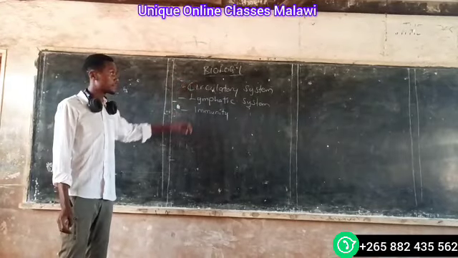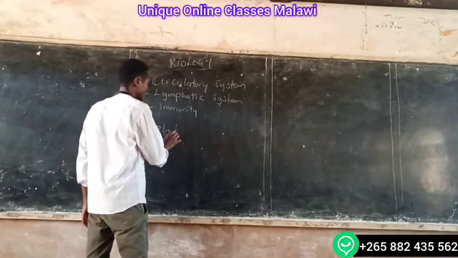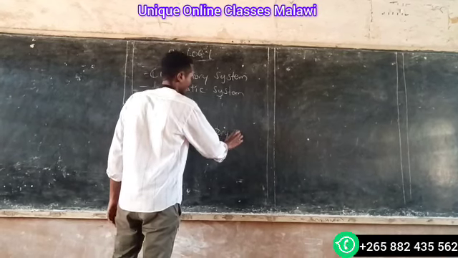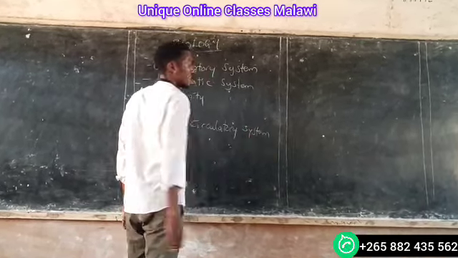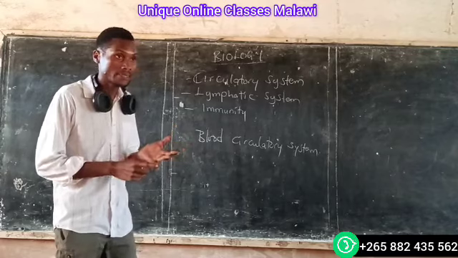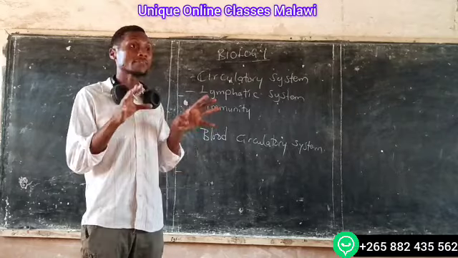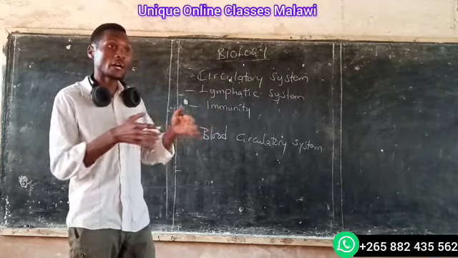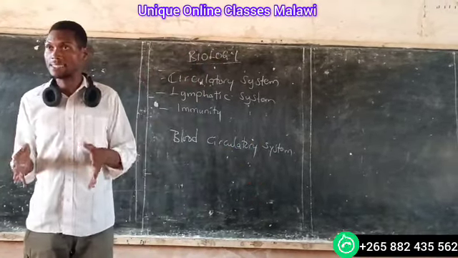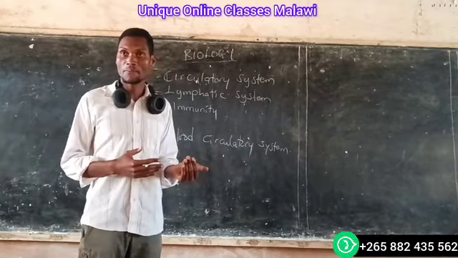The blood circulatory system. We're not dealing with the system for biology. We're dealing with structures. A system comprises structures, and those structures are involved in processes. So the blood circulatory system has body structures, and those structures are involved in certain processes.